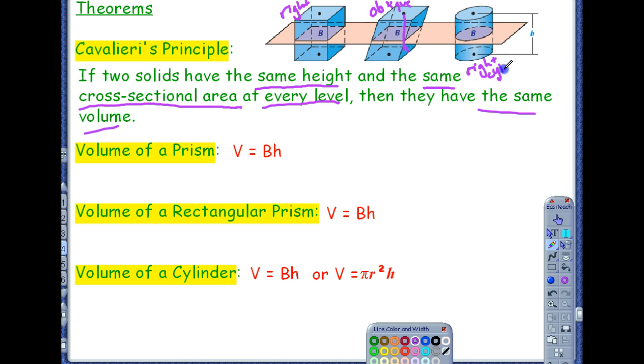Now, here's what they're saying. If the area of this base is the exact same as the area of this base, and it's the exact same as the area of this base, and so they have the same cross-sectional area at every level, and they have the same height, notice these all had the same height, then all of these solids would have the same volume. And that's the idea of Cavalieri's principle.